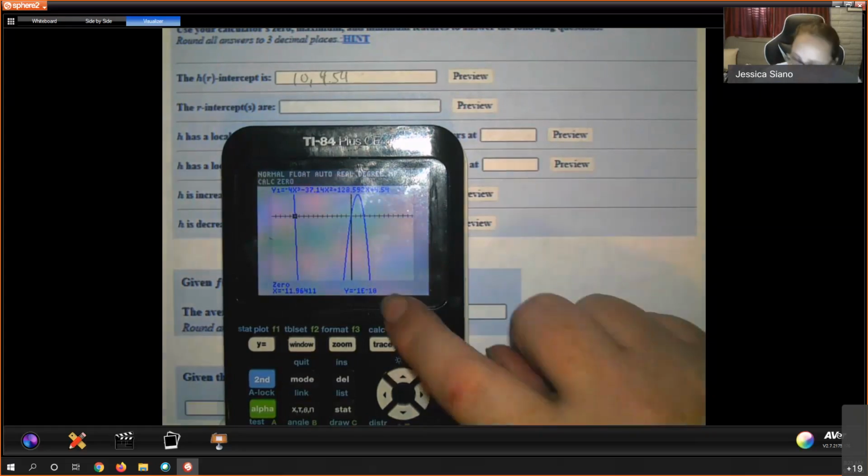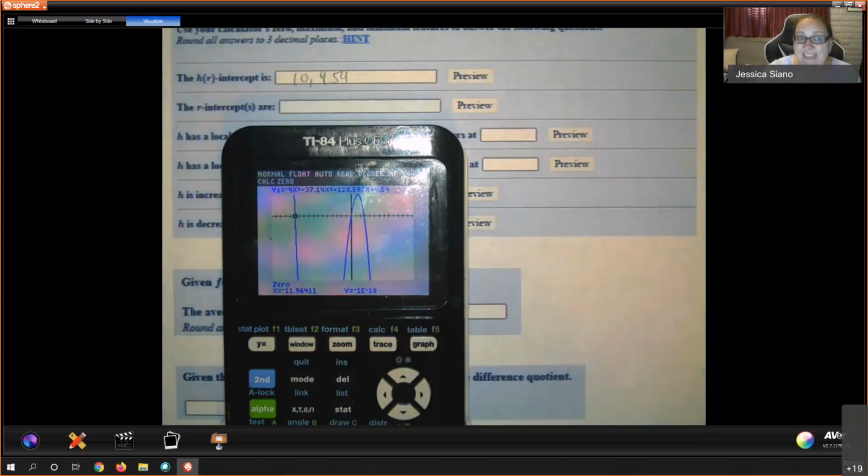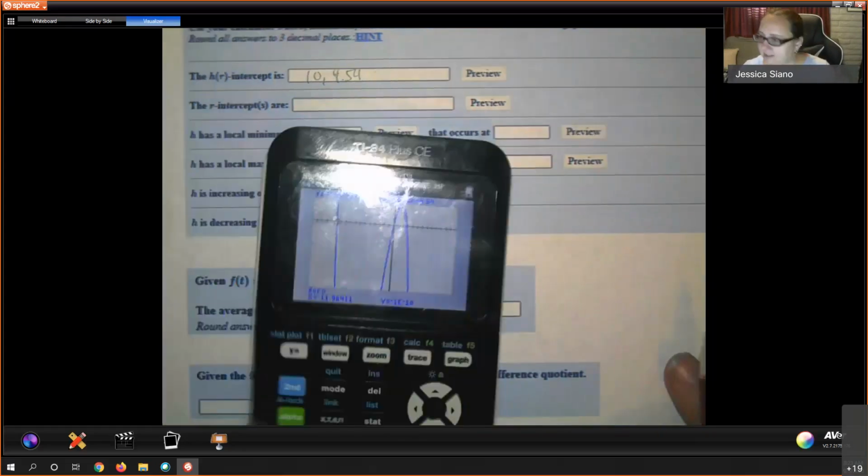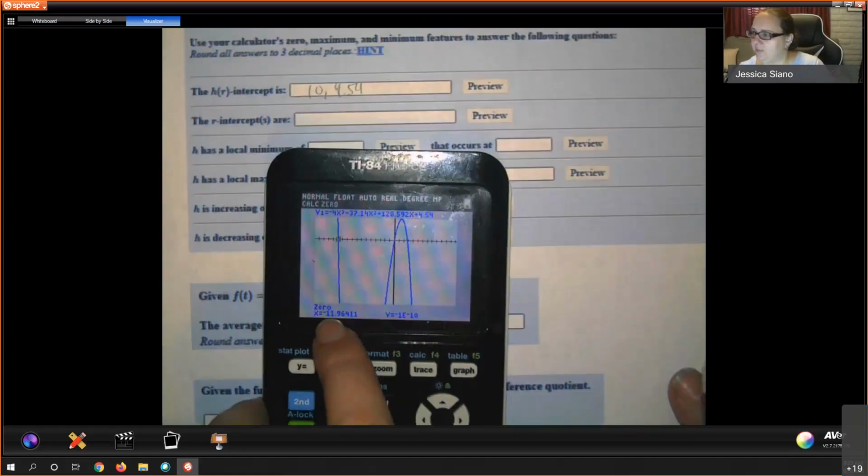So I know that this is not 0. It doesn't say y equals 0, but -1e to the -10 is a decimal place, and then 9 zeros and then a 1. So we're really close to 0. So we're going to call this our first 0. So negative, it says 3 decimal points, 11.964.